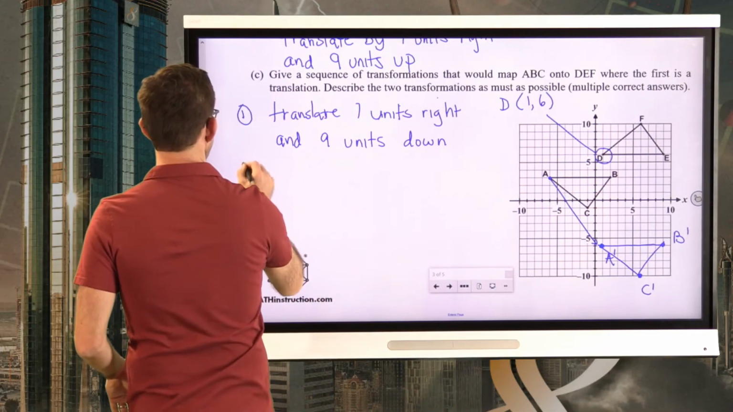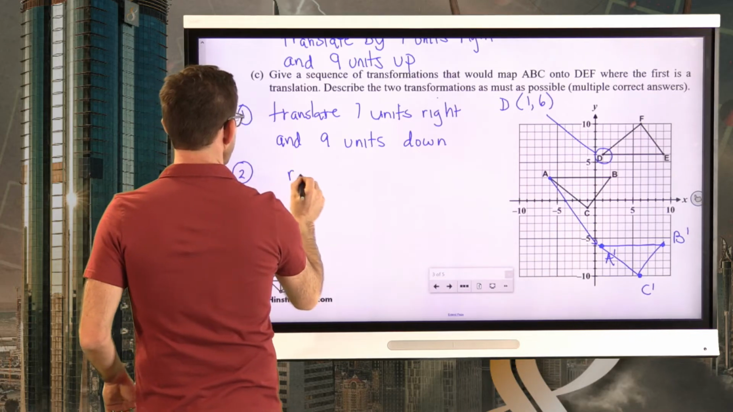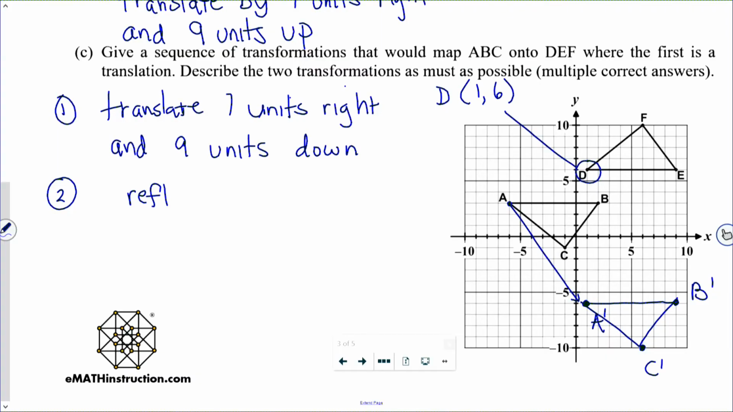So there's my first one, and then a reflection in the x-axis.